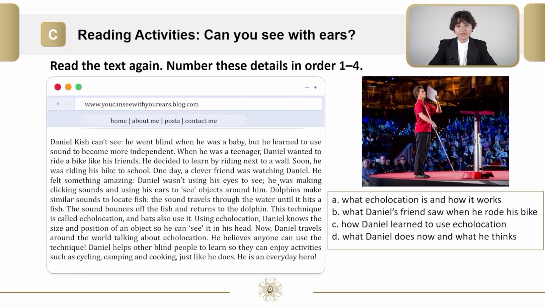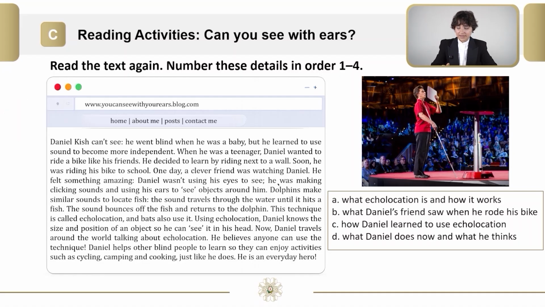As you can see on the slide, there is a Daniel Kish himself. So what you need to do is you need to number the details that you see from A to D in order from 1 to 4. Now stop the video and do the activity.